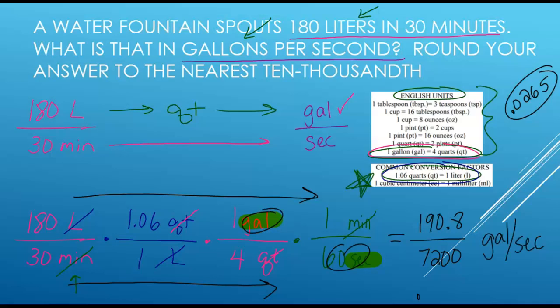All right, so that is 0.0265 gallons per second. And they want it rounded to the nearest 10,000th. So we have tenths, hundredths, thousandths, ten-thousandths. I think we are good from what I have on my calculator.